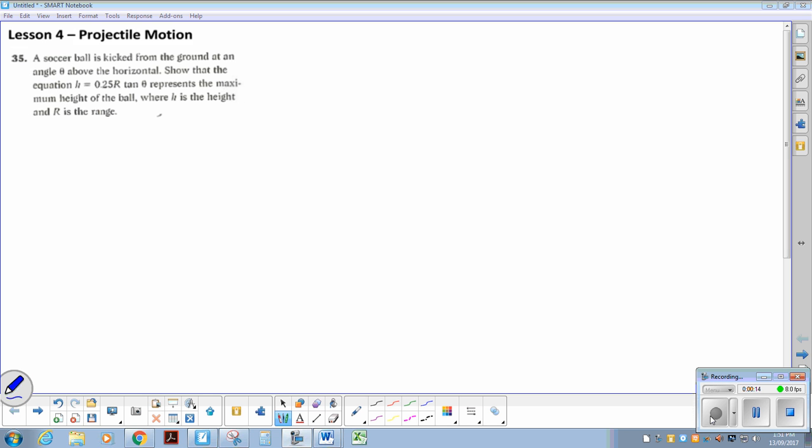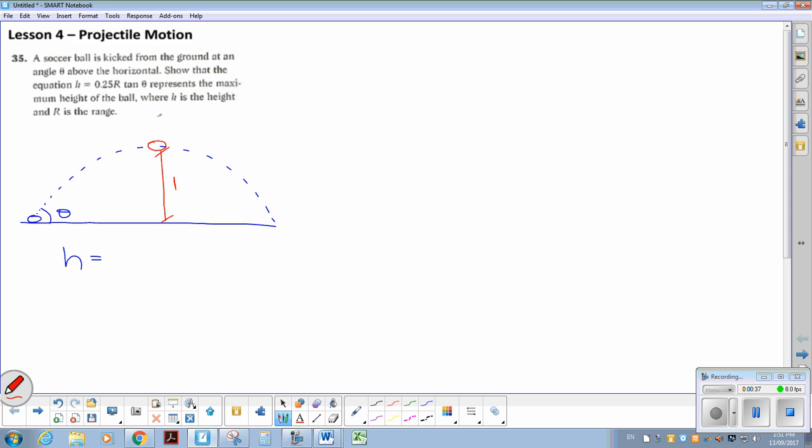So I'm going to give myself a bit of a drawing. I always like a drawing to help me visualize what's going on. So it's kicked at an angle theta. So there's my theta. And this is a prove question: we want to show that the height represents the maximum height of the ball. So here's the maximum height.